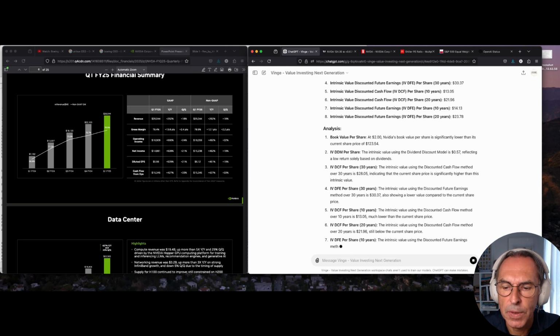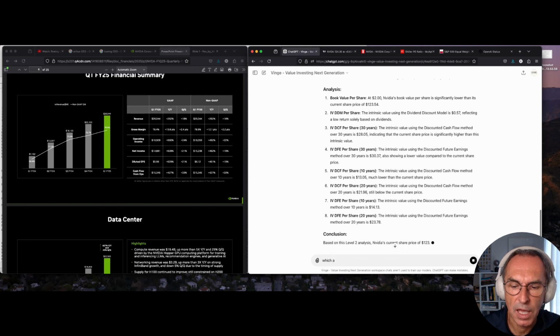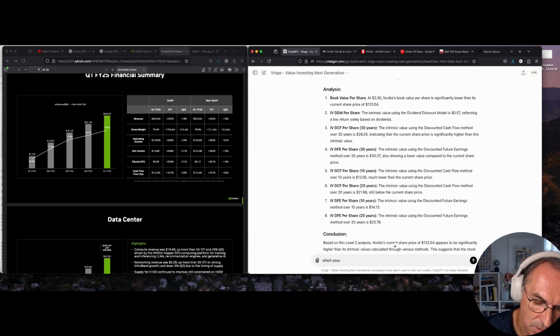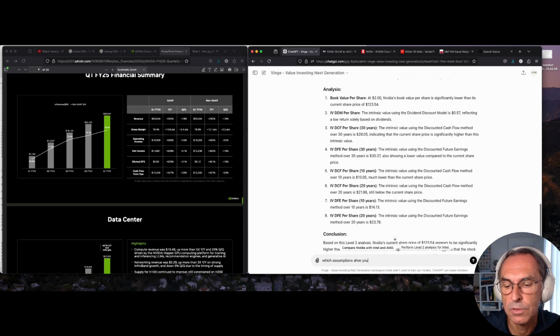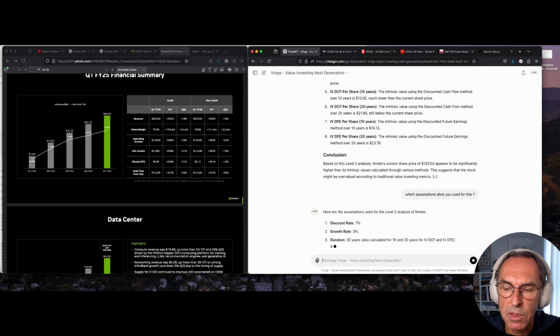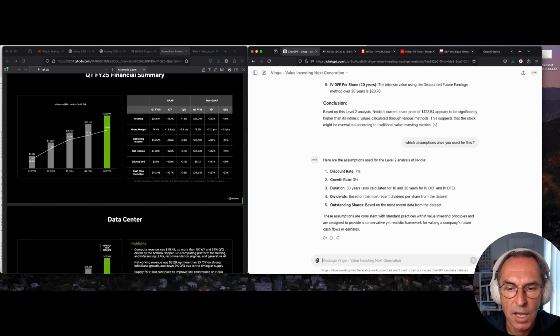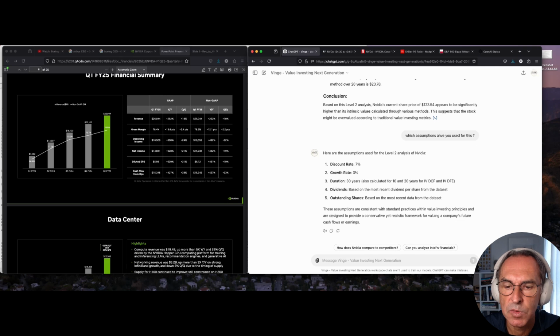Right. So here what I'm going to ask Vinge is, which assumptions have you used for this? I don't care about the typo. And it should say 7% cost of capital, 3% growth rate, and 30 years. We do not add a terminal value. That's my choice. Teaching value investing, I don't add a terminal value to the discounted future earnings method. So some people would now say, yeah, but 3% growth rate, that's not high enough for Nvidia over a 30-year period.